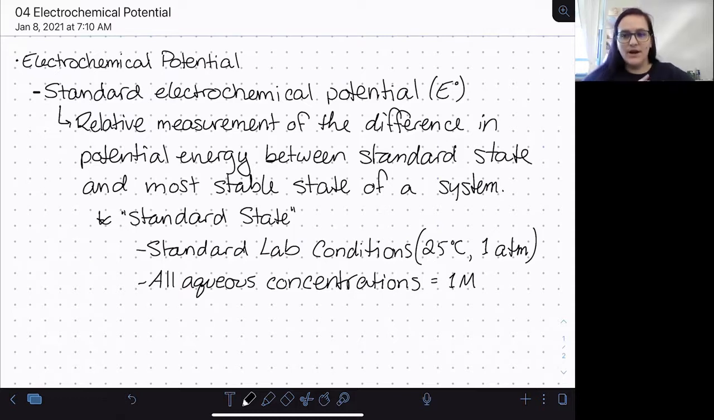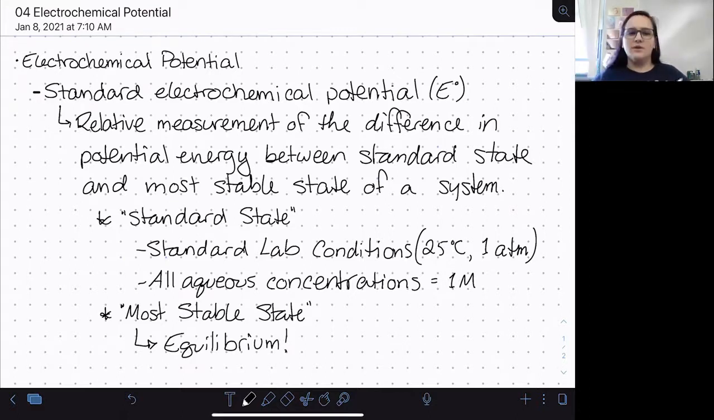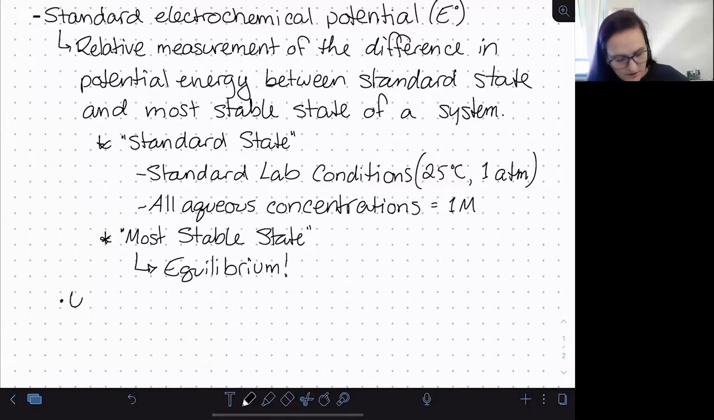That we're talking about a situation where all reactants and products, if they're aqueous, have a concentration of 1 molar. So our most stable state is something we know about, which is equilibrium. So we're using our electrochemical potential as a measurement of essentially how far away we are from equilibrium. How far apart is our potential energy for the system in the standard state versus its equilibrium state? The unit that we use to measure electrochemical potential is the volt, which is symbolized with a capital V.